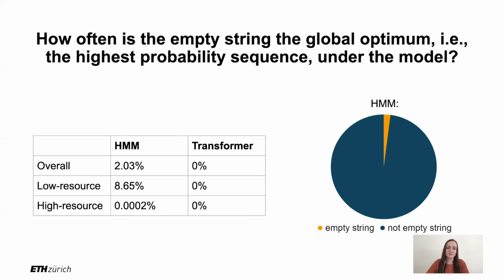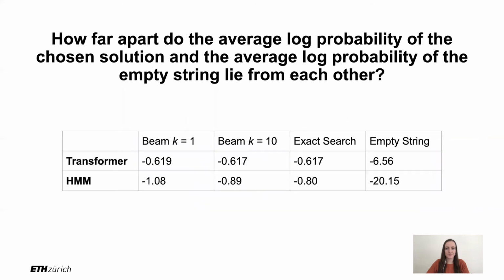We also explored if there are differences for low resource and high resource settings. Indeed, for low resource settings, the empty string was the global optimum more often, in 8% of the cases for the HMM. For high resource languages, we barely found any empty strings. We also investigated how far apart the log probability of the chosen solution and the log probability of the empty string lie from each other. We wanted to get an intuition as to whether these models are poorly calibrated, like those in neural machine translation often are.